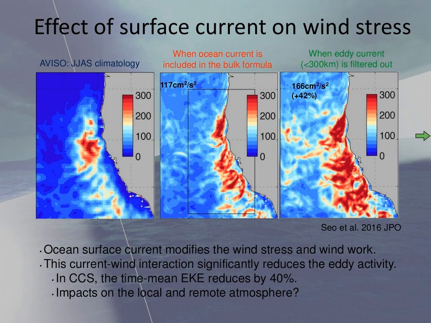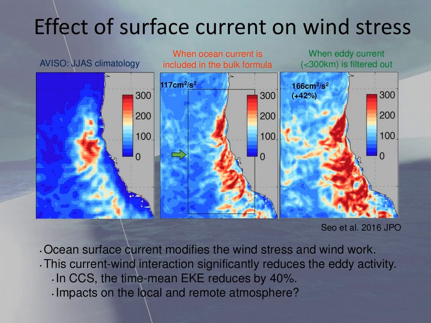And Hyodae did a study here where he forced a model taking into account the effect of ocean currents on the surface wind stress. That's what's shown here in the center. And the shading here is the eddy kinetic energy of the model. And on the right-hand panel here is when you do not account for small-scale ocean currents in the surface wind stress formulation. And what you can see is that when you include surface currents in the surface wind stress, which is more physically realistic, you have a much reduced eddy kinetic energy field.